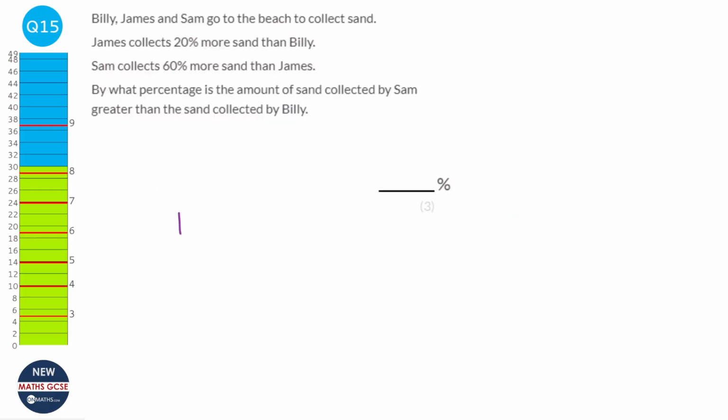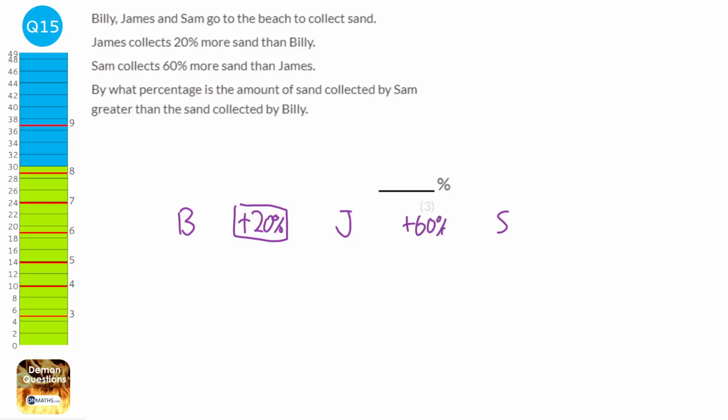So we've got Billy and James and Sam. And James collects 20% more sand than Billy. So we've got James and he's plus 20%. And Sam collects 60% more sand than James. That's 60%. And you'd think you'd just add the two. Obviously, it's not going to be that easy for 3 marks. So the answer is not 80.